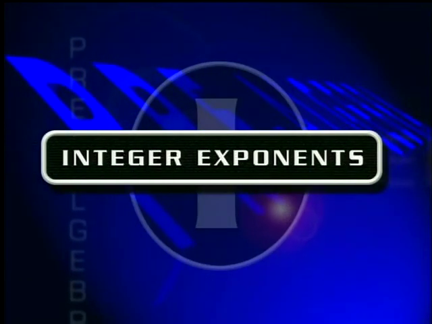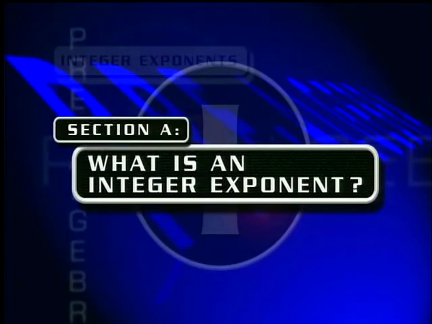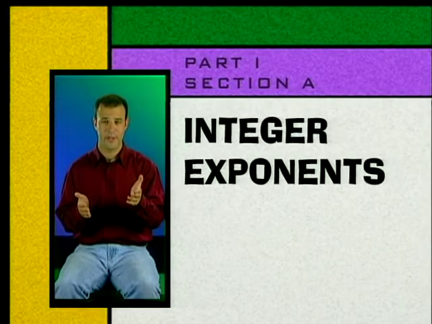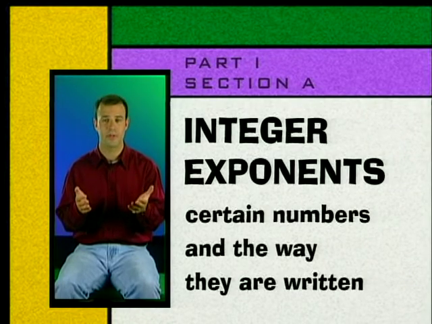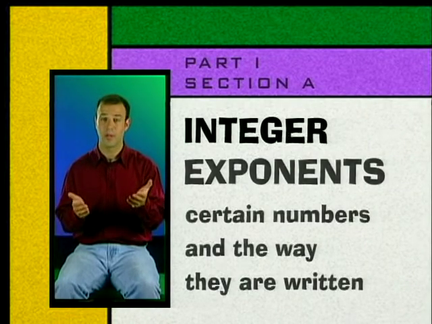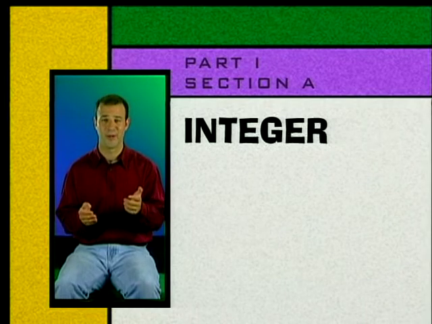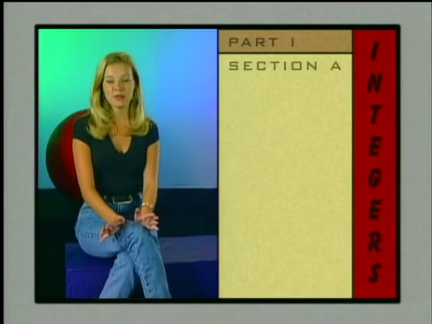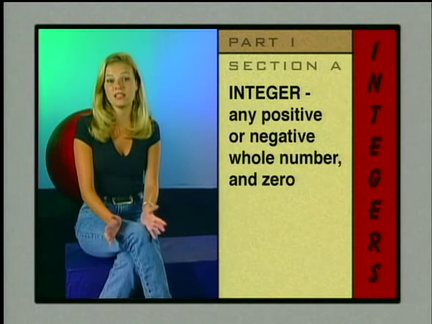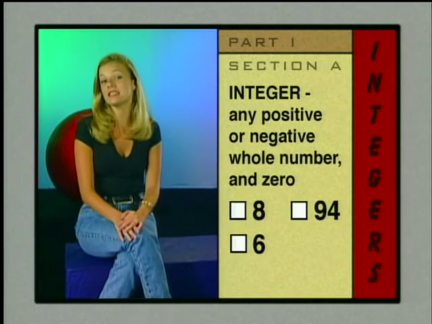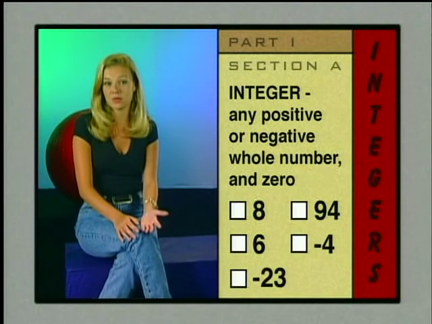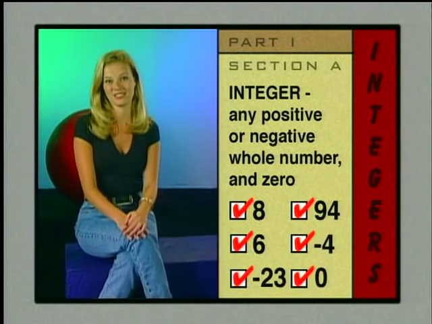Integer exponents. Section A. What is an integer exponent? What do we mean by integer exponent? Well, we're really just talking about certain kinds of numbers and the way those numbers are written. First, let's review what an integer is. Then we'll get to exponents. Remember from basic math that an integer is any positive or negative whole number and 0. So 8, 94, 6, -4, -23, and 0 are all integers.